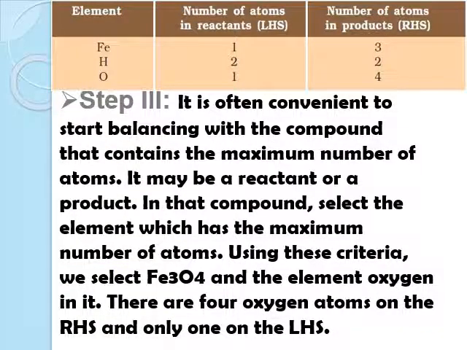Now in the third step, when we compare the number of each element on the right hand side and left hand side, the element that contains the maximum number of atoms should be balanced first. Then select the element which has the maximum number of atoms. Using this criterion, in Fe3O4 we can see that oxygen has 1 on the left hand side and 4 on the right hand side. So we will first balance the oxygen.